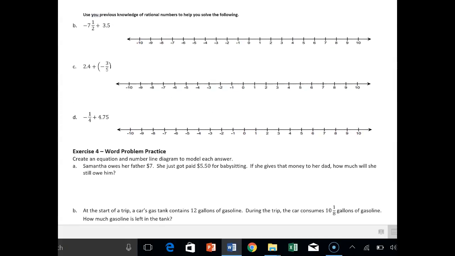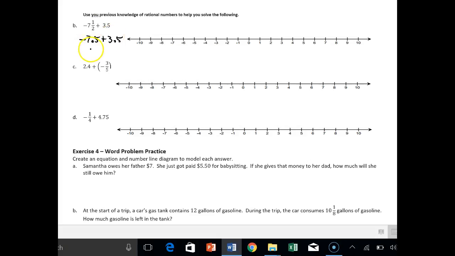Now, on the back side here, it gets a little tricky because we're starting to work with all sorts of rational numbers, fractions and decimals. What you need to do is to utilize the information that you have from our previous unit on converting fractions to decimals and decimals to fractions to make these problems easier. For instance, I would not write negative 7 1/2 plus 3.5. I would write this as negative 7.5 plus 3.5, and I just solve it that way. I avoid fractions. That's me because I don't really like fractions, right?